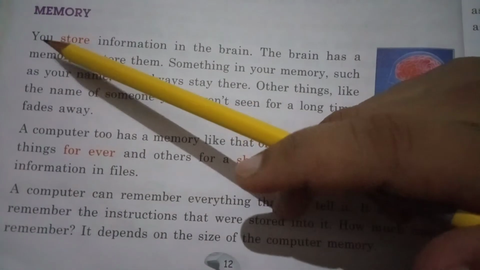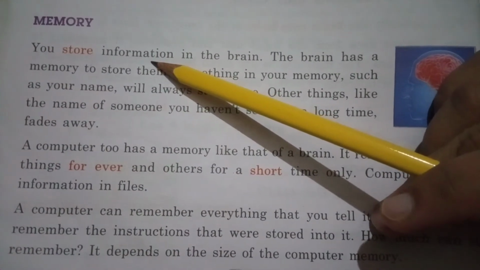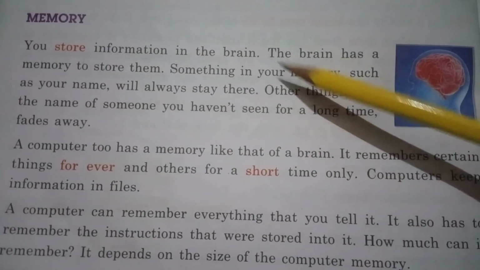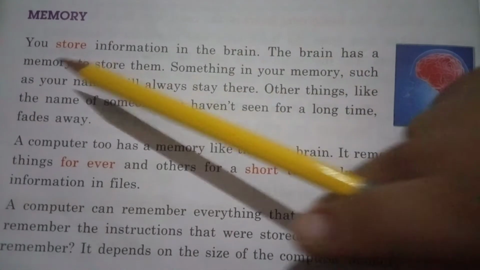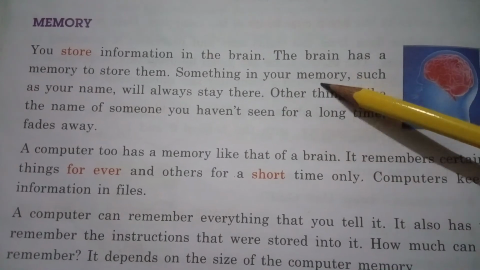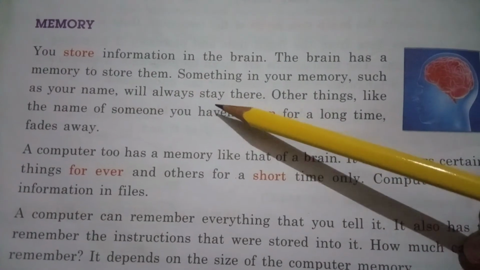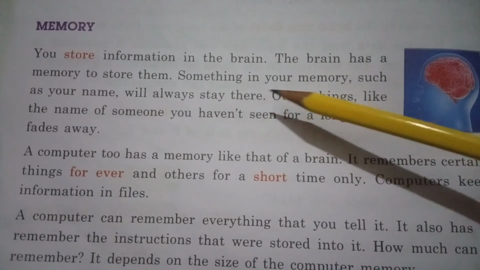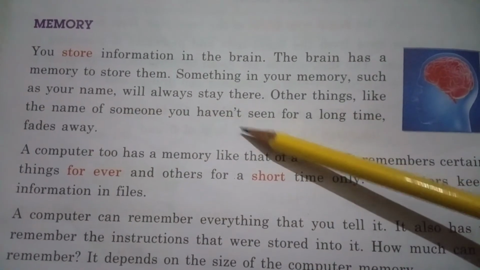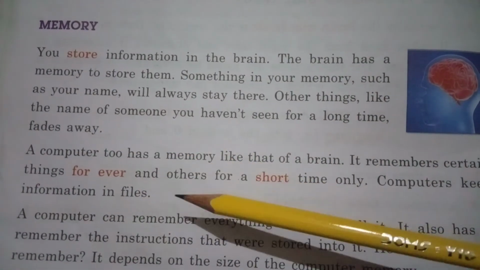Okay, first, you store information in the brain. The brain has a memory to store them. Something in your memory, such as your name, will always stay there. Other things, like the name of someone you haven't seen for a long time, fade away.